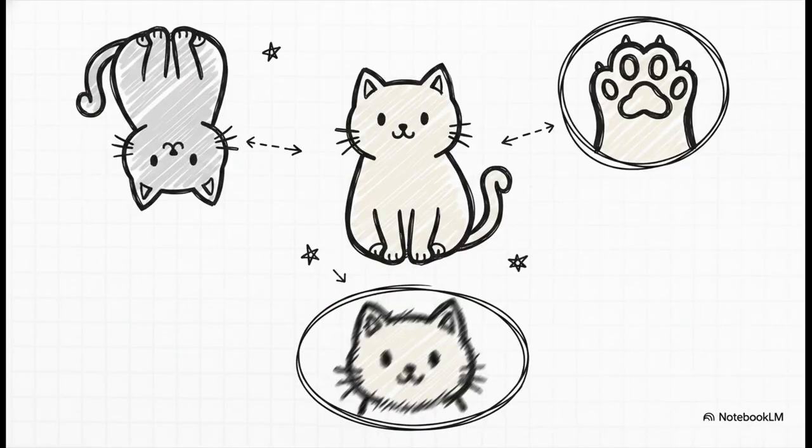To really put that into perspective, imagine teaching a toddler what a cat is. You wouldn't just show them one perfectly lit, straight-on photo, right? You'd show them that same picture upside down, or zoomed in on the paws, or maybe a little blurry. Doing this helps the AI completely generalize the core concept of a cat to absolutely any real-world variation it might bump into later.